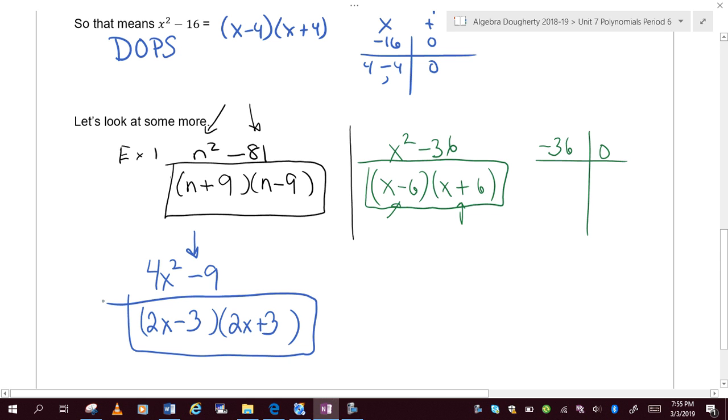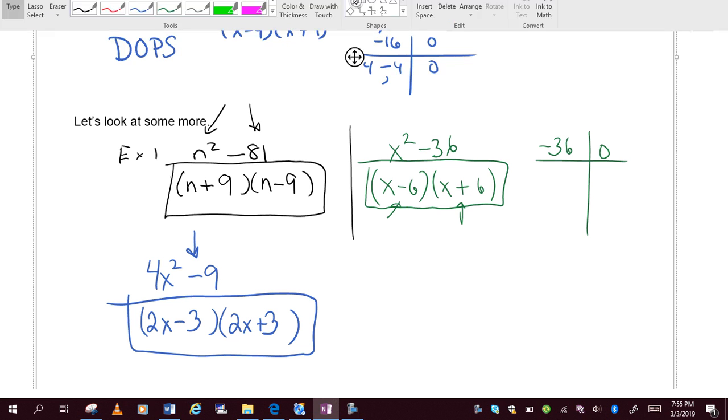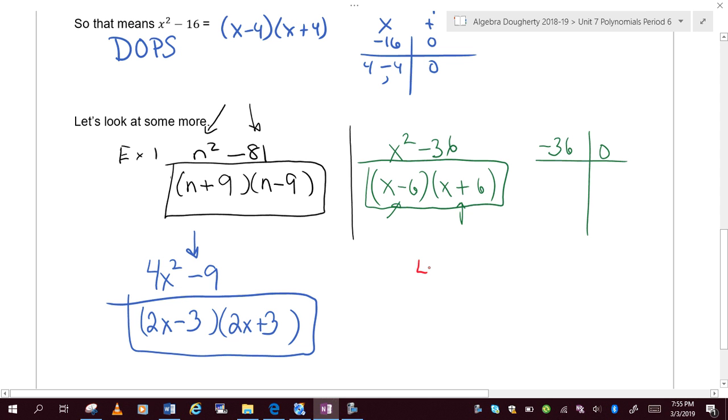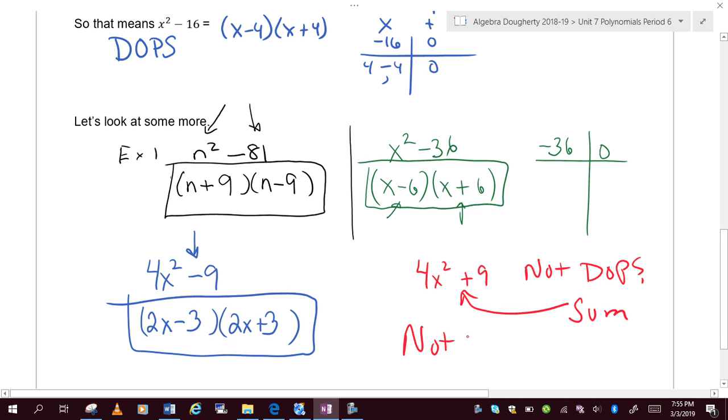Now, please keep in mind that something like 4x squared plus 9 is not a difference of perfect squares, because it's a sum. So that one is not factorable. It could also be thought of as prime.